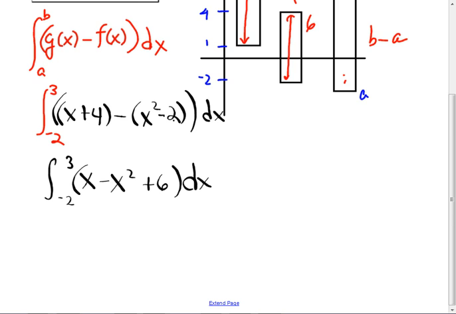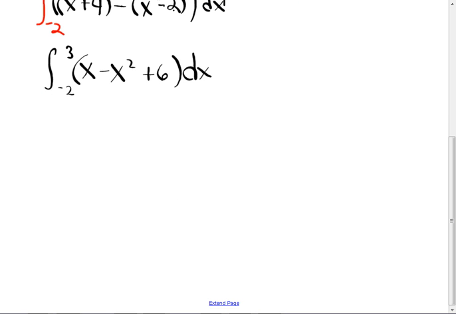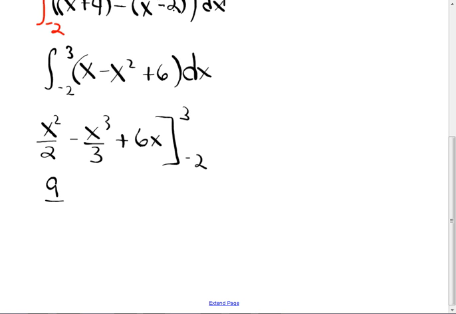A lot of places to make mistakes. And so the antiderivative is x squared over 2, and make sure you go the right direction. Some people are taking derivatives. Minus x cubed over 3 plus 6x evaluated at -2 and 3. So what's this going to give you? 9/2 minus, whoops, no, 27/3. Oh, okay, you just want 9. Okay, that's fine. And that's plus 18.